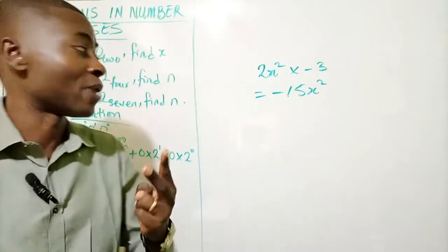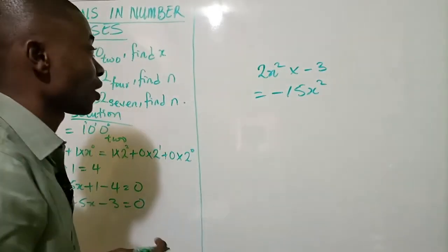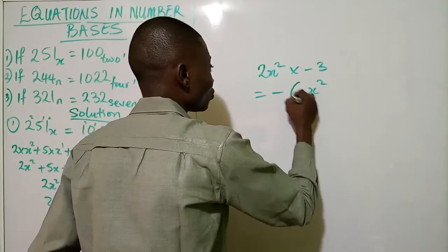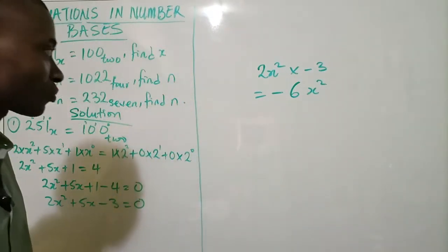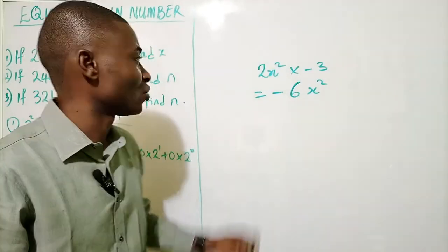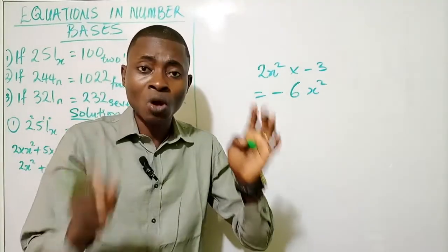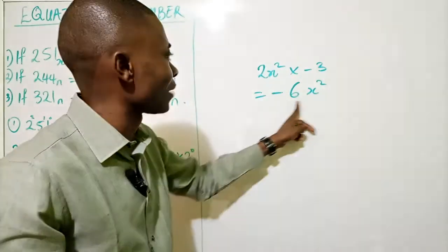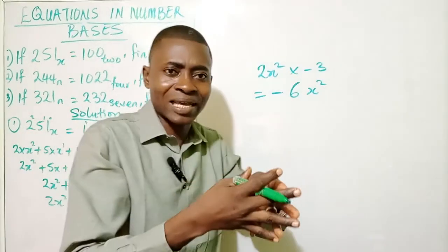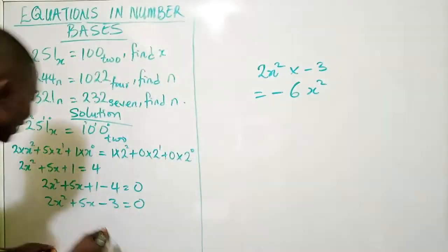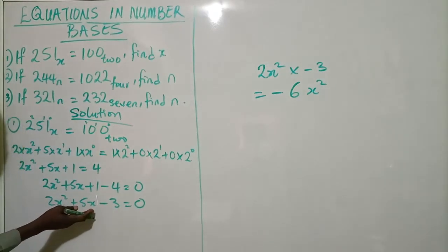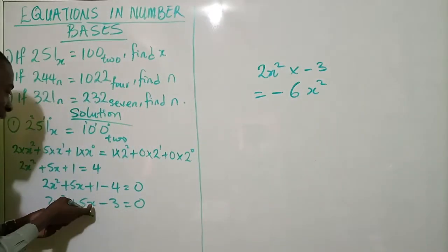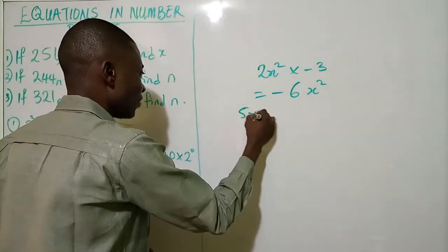Now, the question you ask yourself is this: what two numbers will multiply together to give us minus 6x squared, and then when we add them, we'll get plus 5x? When you multiply them, we get this, and when you add them, you get this, like saying 5x.